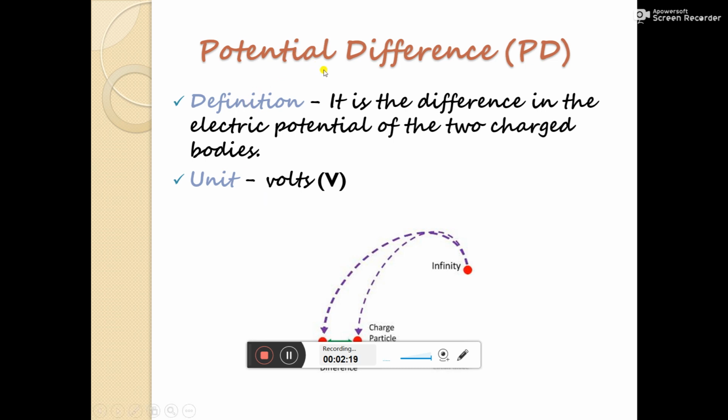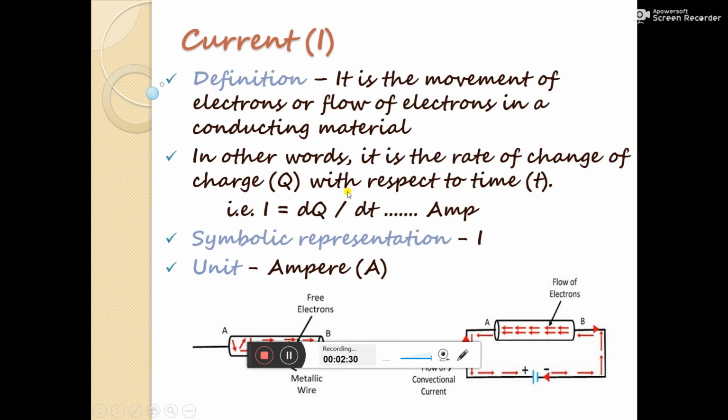The next term is potential difference. It is the difference in the electric potential of the two charged bodies. Unit for the potential difference is volts.